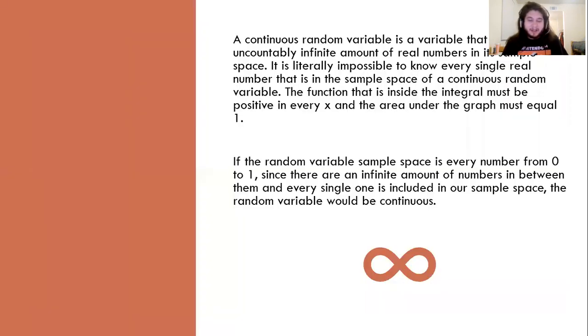To say it in a less mathematically heavy way, a continuous random variable is a variable that has an uncountably infinite amount of numbers in its sample space. It is literally impossible to know every single real number that is in the sample space of a continuous random variable. And for that last part of the slide, it was simply mentioning that the function of the random variable has to always be positive or 0, and that the area underneath the graph must equal 1. That means that if the random variable space is every number from 0 to 1, since there are infinite amount of numbers in between them, the random variable would be continuous.